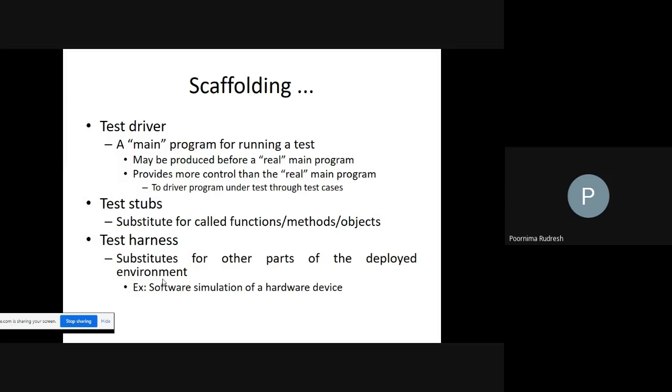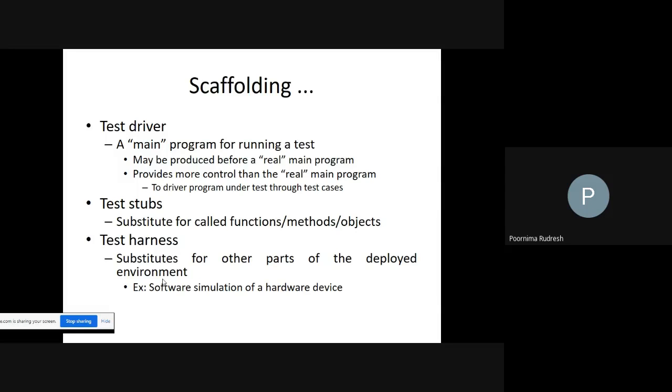So it may be a main program or it may be produced before a real main program. And when we're using the test drivers, it provides more control over the real main program. And the test stubs are nothing but additional programs substituted for called functions, methods, or objects. As you know, when you implement a larger program, it consists of different functions, methods, objects, or even procedures. So when you're calling the function, method, object, or procedure, we are making use of the test stubs.